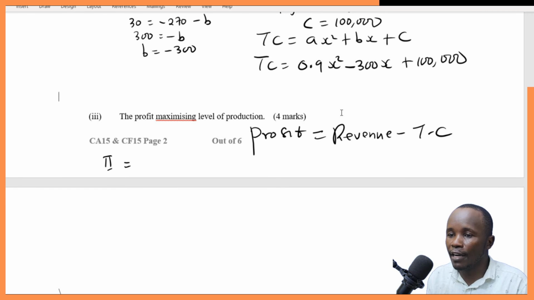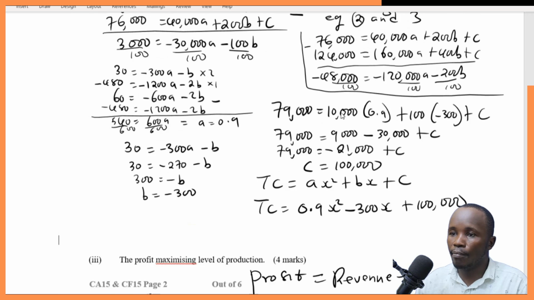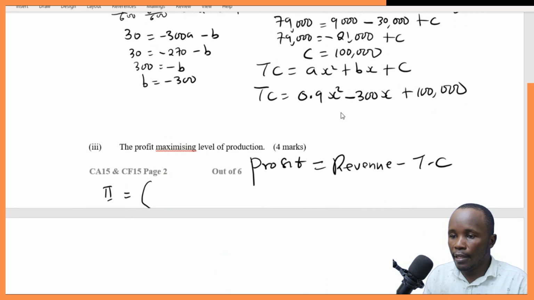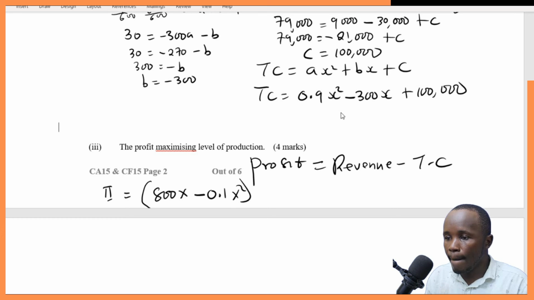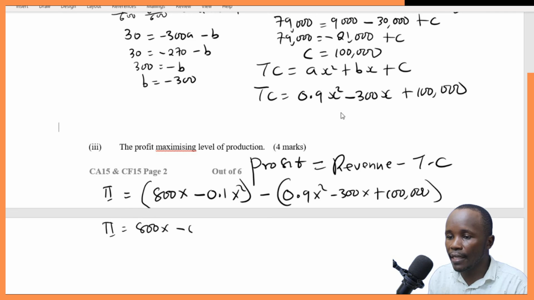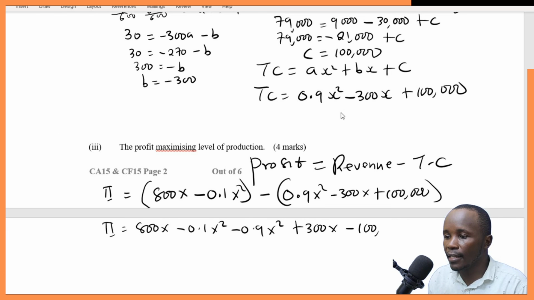We go back to the revenue function from part A, which was 800x minus 0.1x squared, minus the total cost function. We already have it above: 0.9x squared minus 300x plus 100,000. I open the bracket and simplify. Pi will be 800x minus 0.1x squared minus 0.9x squared plus 300x minus 100,000.